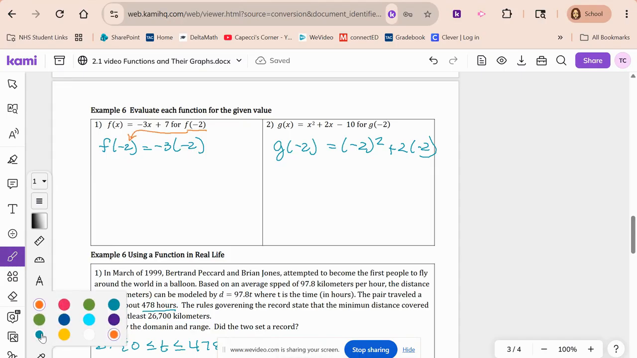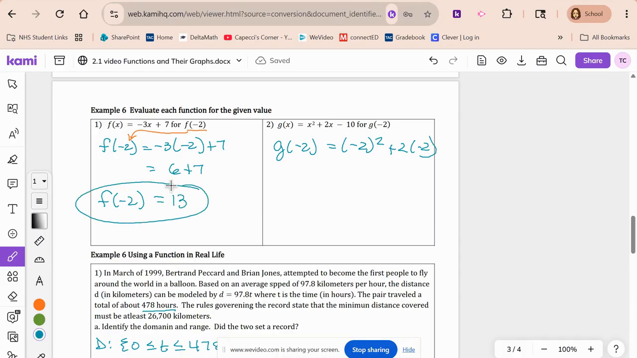So I started there. F of -2 is equal to -3 times -2 plus 7. So that gives me +6 plus 7. So our final answer we will write as this. F of -2 is equal to 13. Okay, also something similar here.